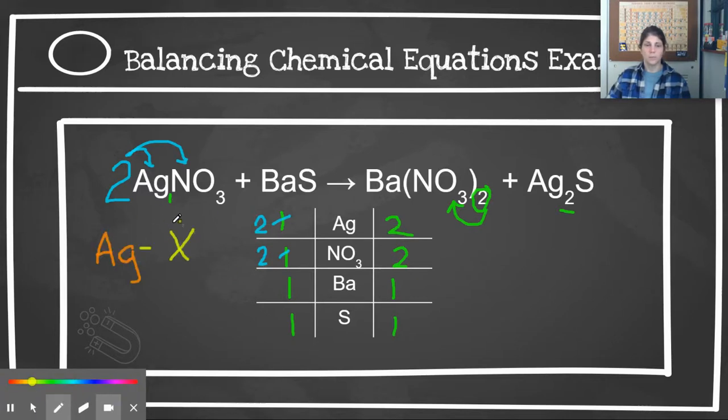So I'm just calling NO3 X. If I start with one, I've got one Ag and one NO3 group. But when I have a two there, it means I have two of this molecule. So I just drew it again. We've got two Ags and I have two of the NO3. Remember, I'm calling NO3 X here. This is just a slightly easier way to balance equations.